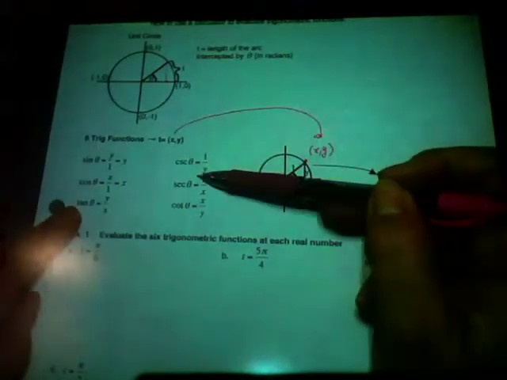And then cosecant, don't mess cosecant up with cosine. Cosecant goes with sine. Secant goes with cosine. So all we did was take the reciprocal of y over 1, we got 1 over y. x over 1, 1 over x. y over x, x over y. So oftentimes, if I have to find the cosecant of something, I'll find the sine first.